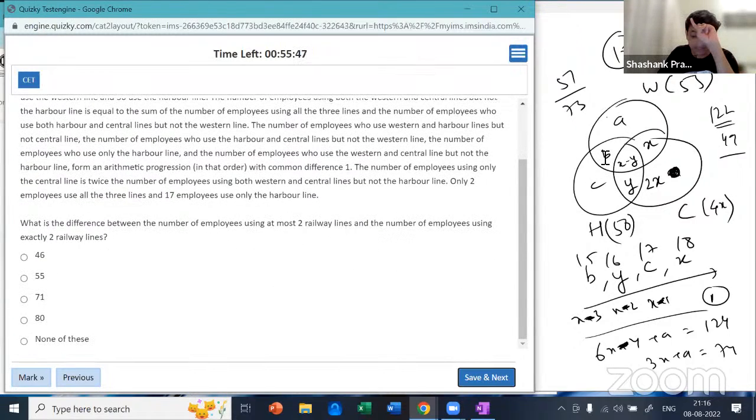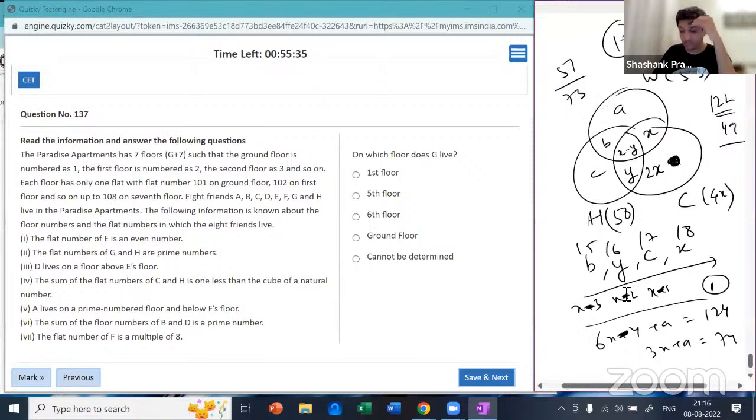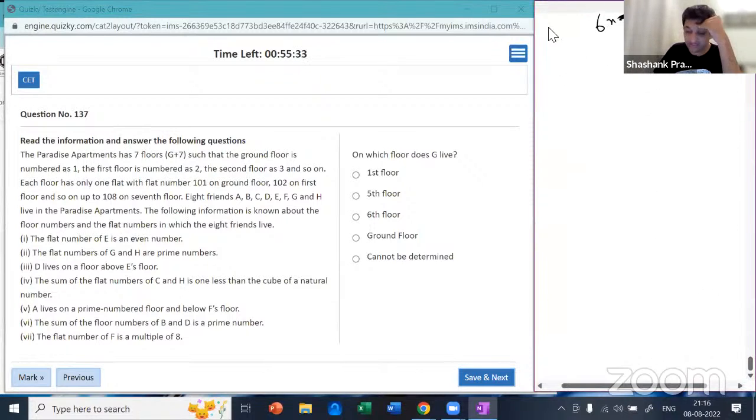Yeah, that is fine. Number of employees using exactly 2 railway lines. Exactly 2 is b plus x plus y. Yeah. B plus x plus y is 49. Yeah, I think I'm right. So 51, 73 hona chahiye. None of these. Okay, chalo. Let's see.